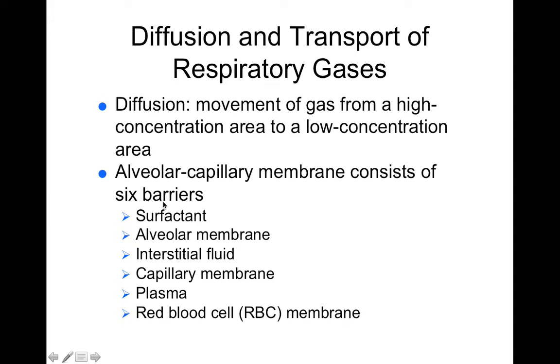What this is mediated by are all these different barriers that gases need to travel through. So for the gas or air that's in your alveolus, first of all, it's got to go through the surfactant layer that lines the inside of that alveolus. Then it has to travel through the alveolar membrane and the interstitial fluid into the bloodstream, where it needs to cross the capillary membrane into your blood plasma, and then finally enter a red blood cell. All of these are barriers for gas exchange.